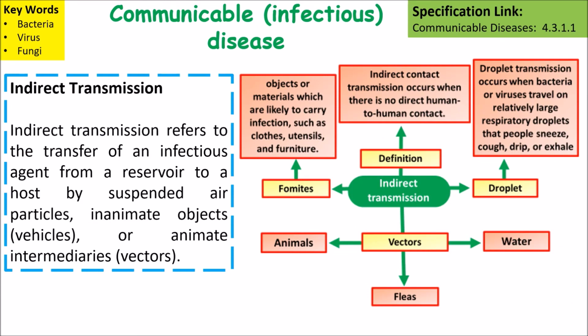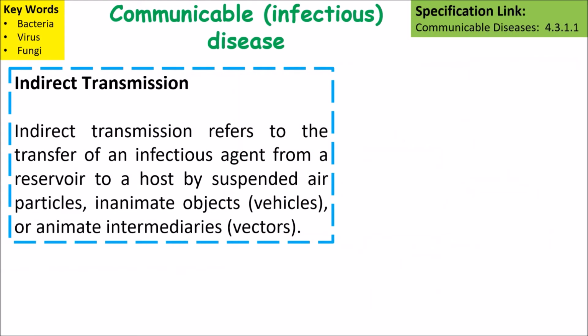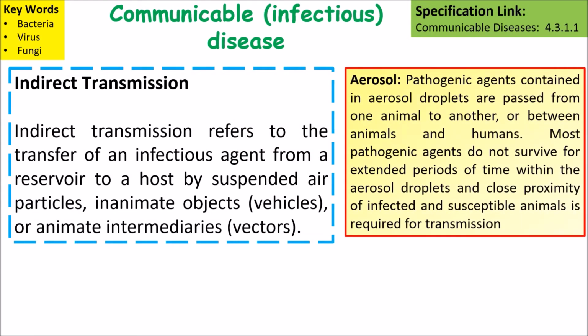Indirect transmission refers to the transmission of an infectious agent from a reservoir to a host by suspended air particles, inanimate objects, or animate intermediaries, which are called vectors. So it could be aerosol: pathogenic agents contained in aerosol droplets might land on surfaces before being picked up.